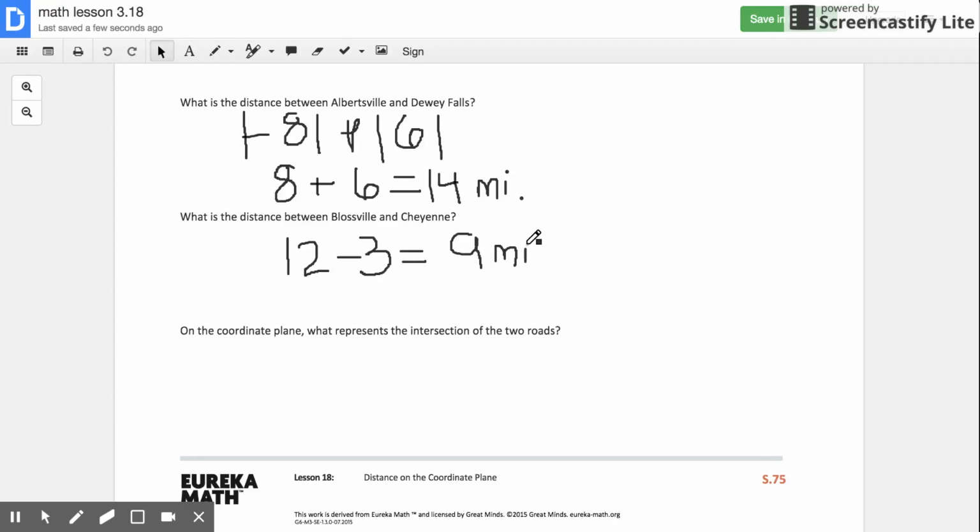Okay, so on the coordinate plane, where the two roads intersect, that's where it makes that plus. This place here, we have a special term for that we learned in class last week, and that is the origin. So what represents the intersection of the two roads? The origin represents the intersection. So it's kind of saying, what is the same as the intersection? The intersection is the origin.